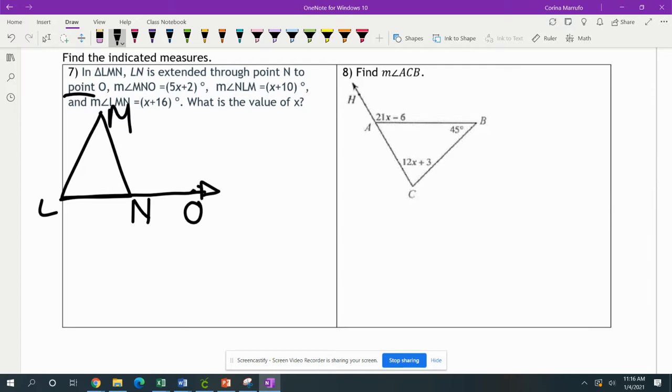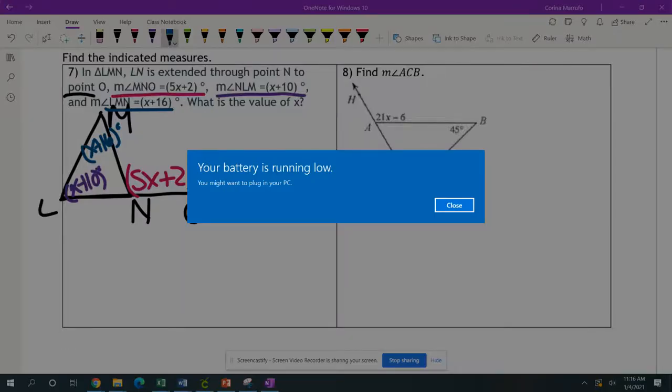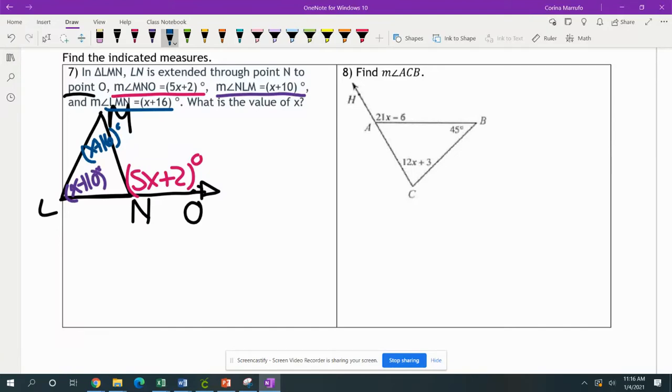And then let's go ahead and label what they give us. So they tell us MNO is 5x plus 2, which is this one. And then they tell us that NLM is x plus 10. And then LMN is x plus 16. And they want us to find the value of x. So if we remember the rules, let me go ahead and put it in my laptop real quick before it dies.